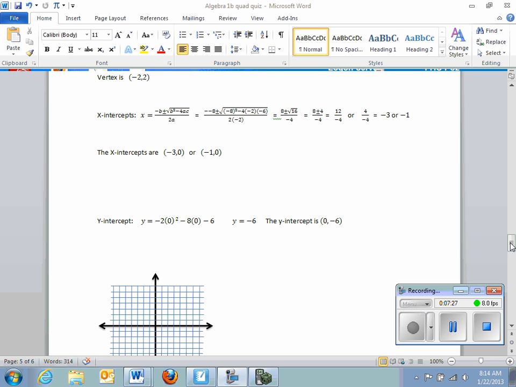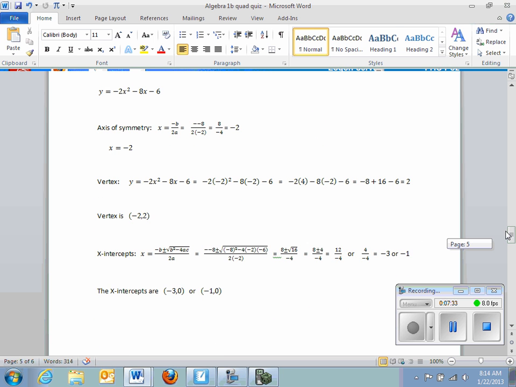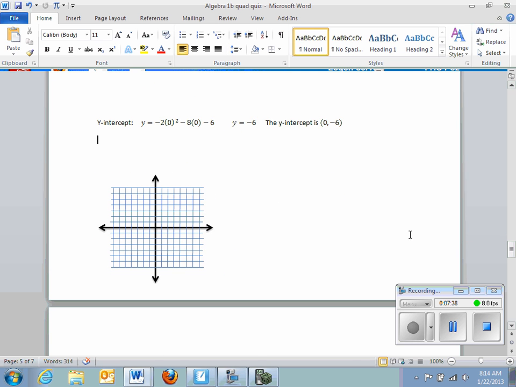All right, let's see what we have on our graph here. We have a vertex that we found was negative 2, comma 2. So that means that the vertex will be right here, negative 2, comma 2. It opens down, so it's going to open down. We're going to have an x-intercept at negative 1, comma 0, and negative 3, comma 0, and a y-intercept at 0, comma negative 6.